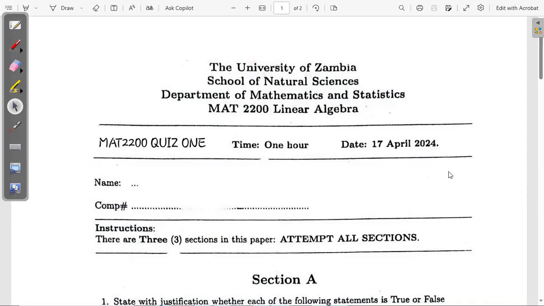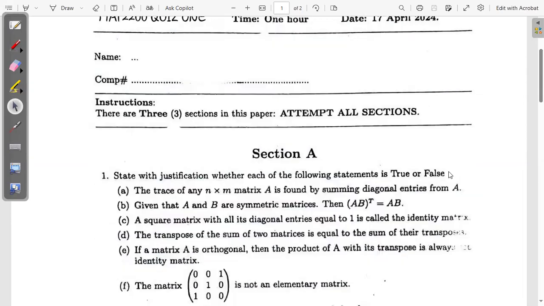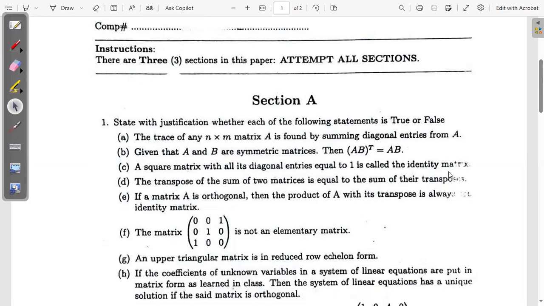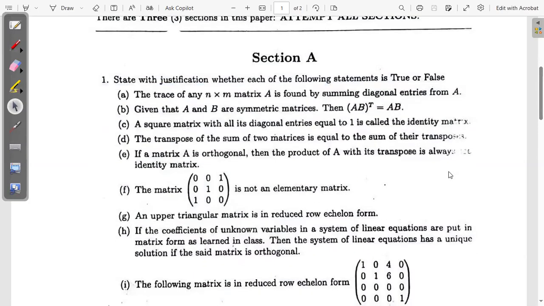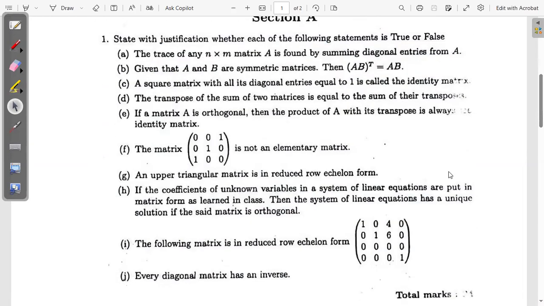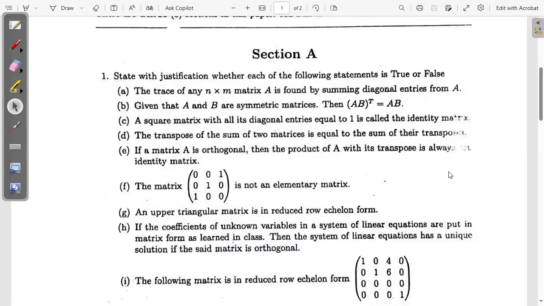We are doing Math 2200 quiz 1. In this quiz, there's section A and section B. Section A contains true or false questions. That's the unique thing about Dr. Mbali. He will bring true and false questions in section A, and then in section B, that's where you have your calculations. That's where you need to solve.